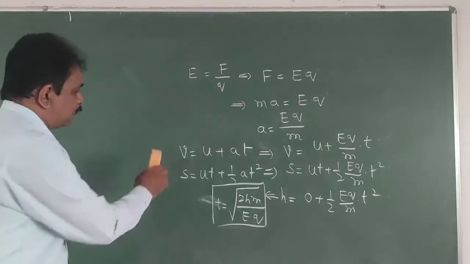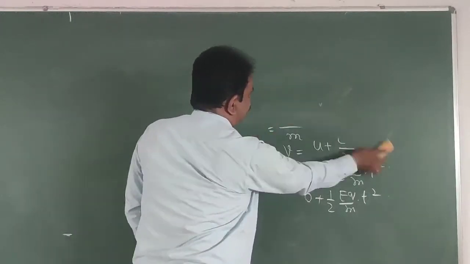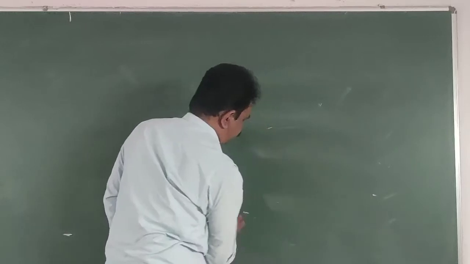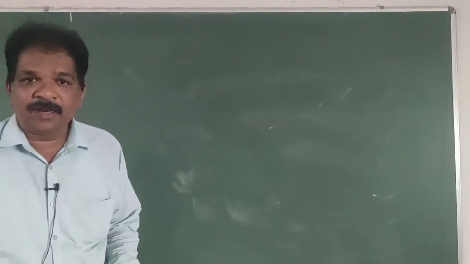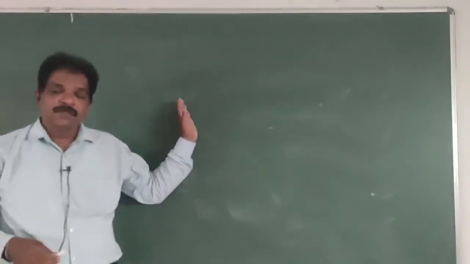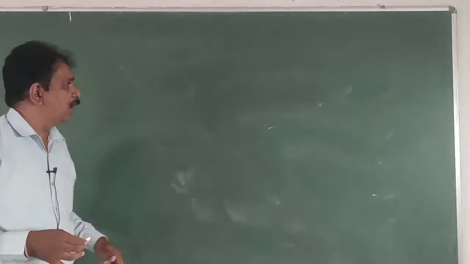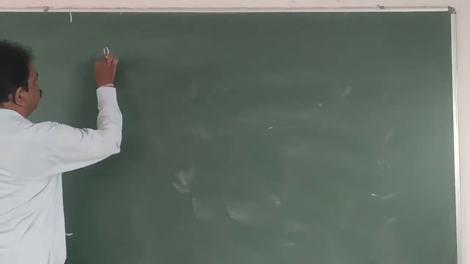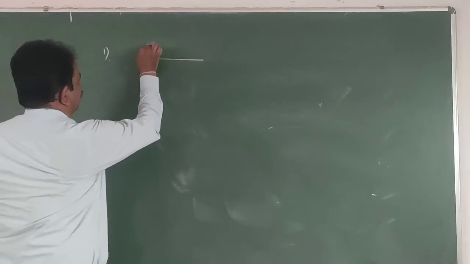Next, after finishing this, here the net intensity is 0. Questions will be there about null points, where the net intensity will be 0. So, for example, here a charge Q.